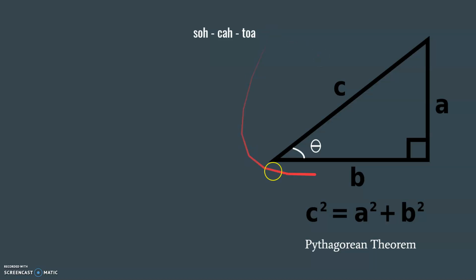So looking at theta, sine is opposite over hypotenuse. So that would be a over c. Sine theta is equal to a over c. Cosine is adjacent over hypotenuse, so it would be b over c. So cosine theta is equal to b over c.